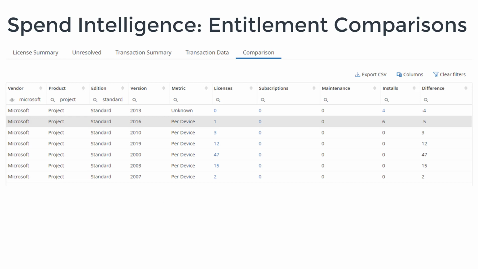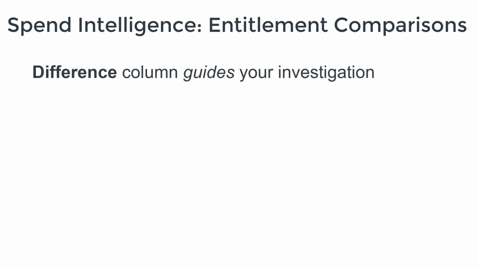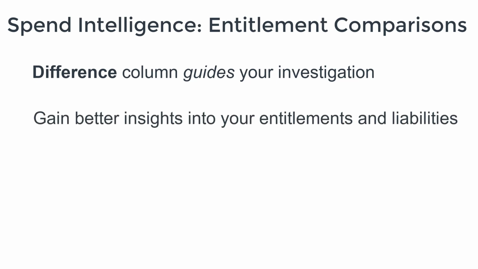So the big message from this video is that the values in the difference column should guide your investigations of your license position and not lead you to a hasty decision on buying more licenses. The best decisions about your license position are based on better insights into your entitlements and liabilities. This is what Ivanti Neurons for Spend Intelligence can help you to achieve.